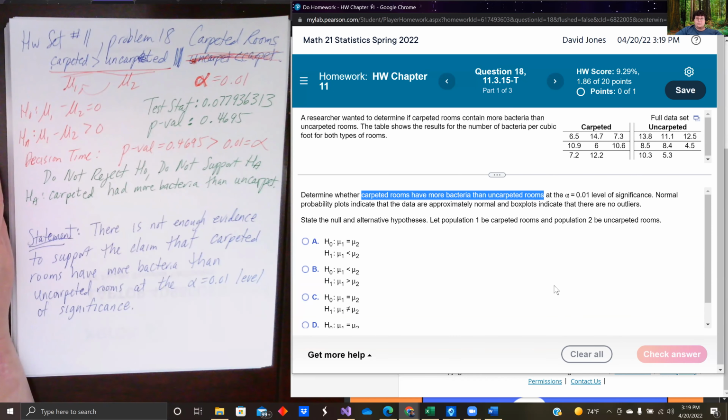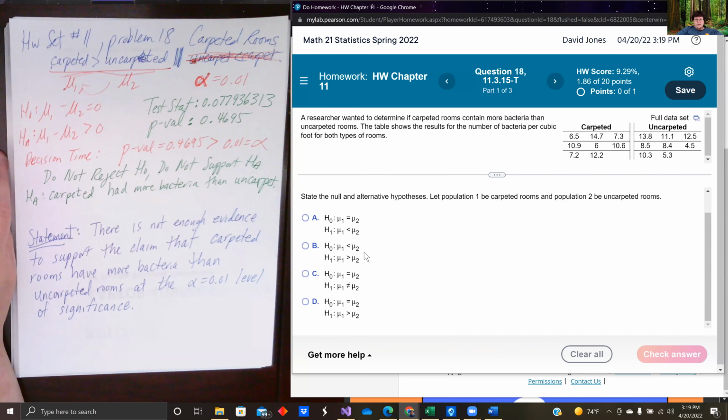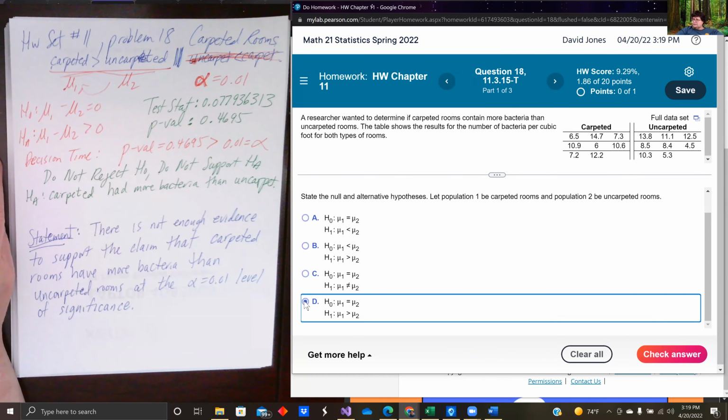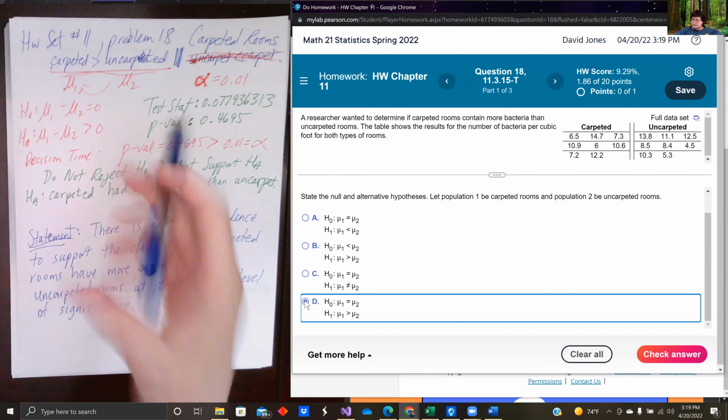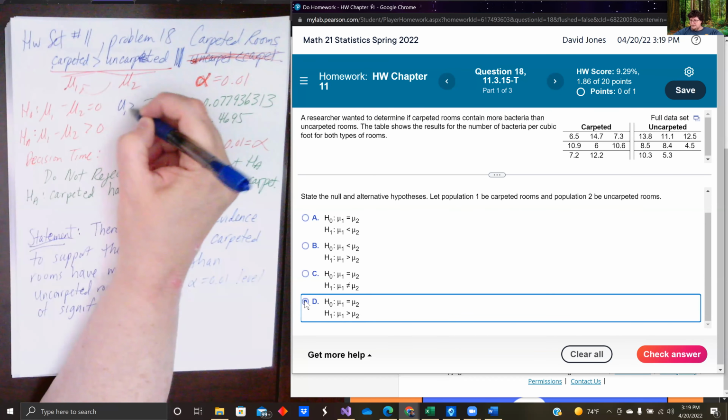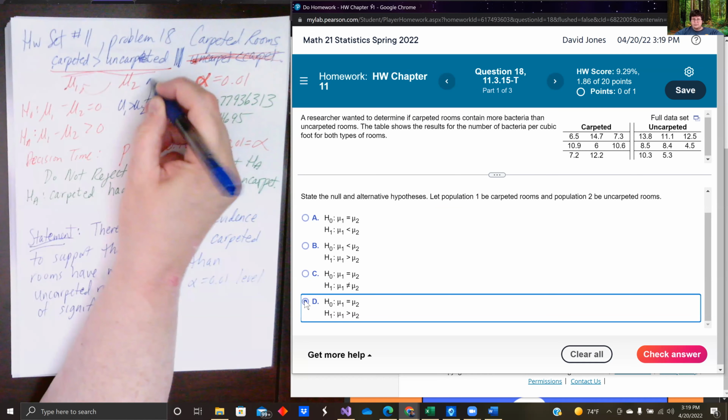I did all that on paper. Now I got to just go through and apply this to the MyMathLab answer. So we had mu1 minus mu2 is 0, and mu1 minus mu2 is greater than 0. And that's that one. The way I originally wrote it was mu1 is greater than mu2 up there.